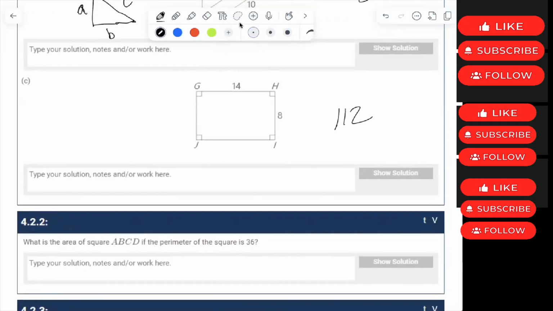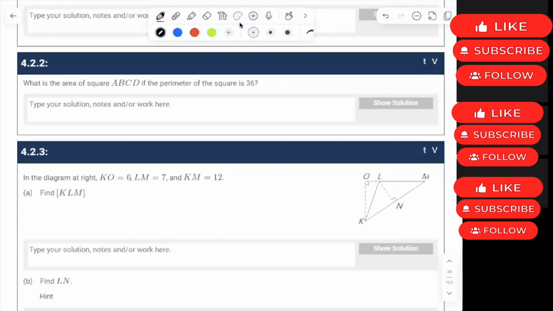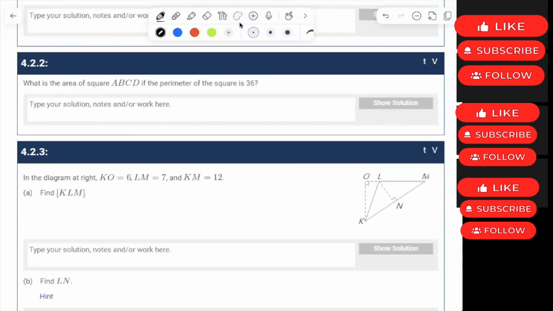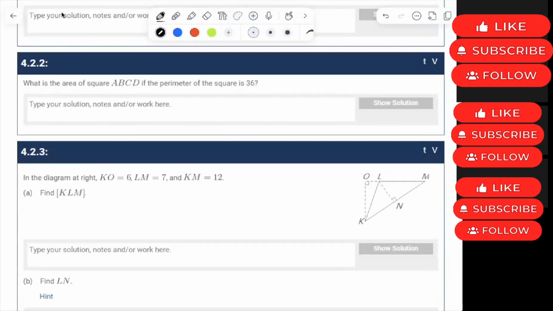Let's get started with 4.2.2. What is the area of the square ABCD if the perimeter of the square is 36? I'll ask you to have a try at this question and tell me the answer in the chat.